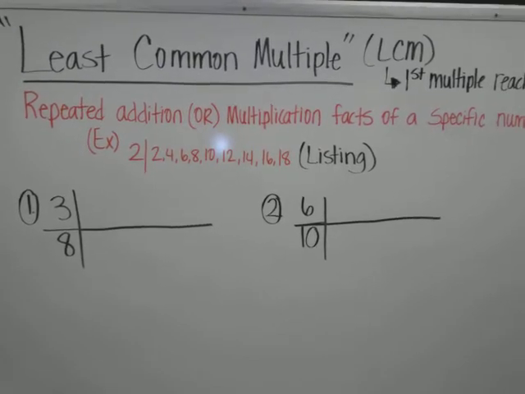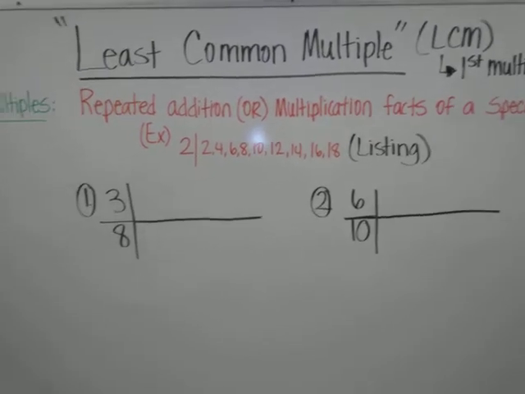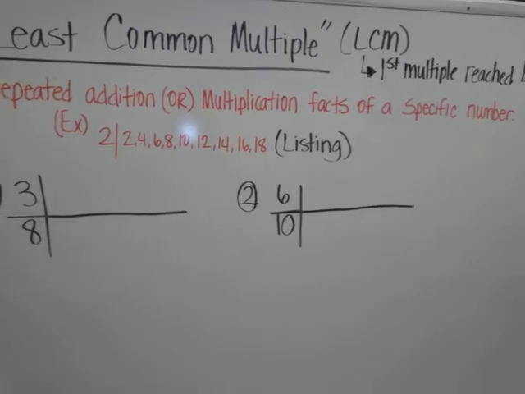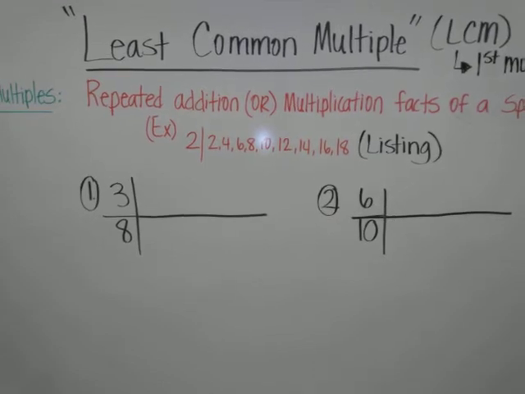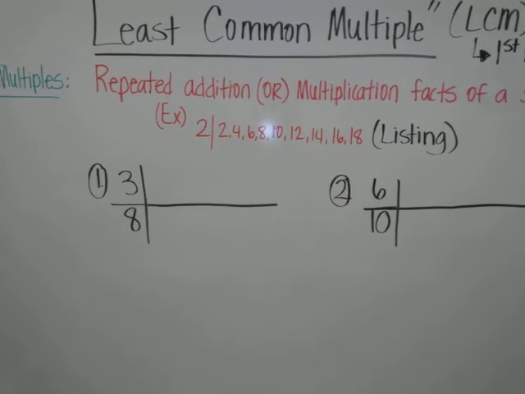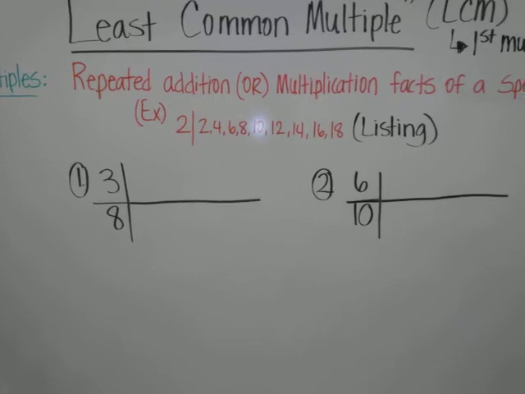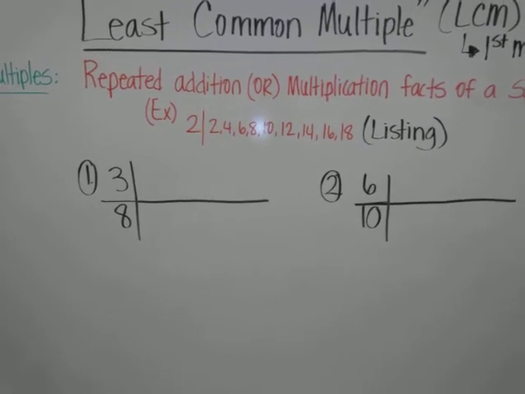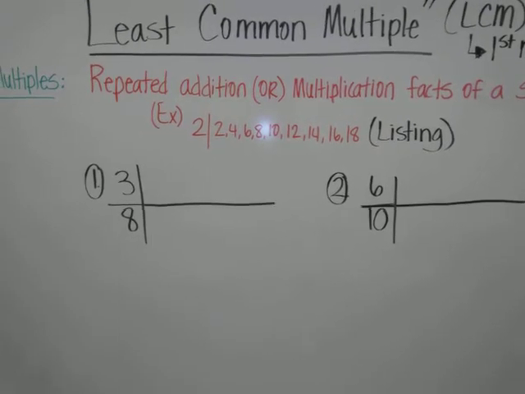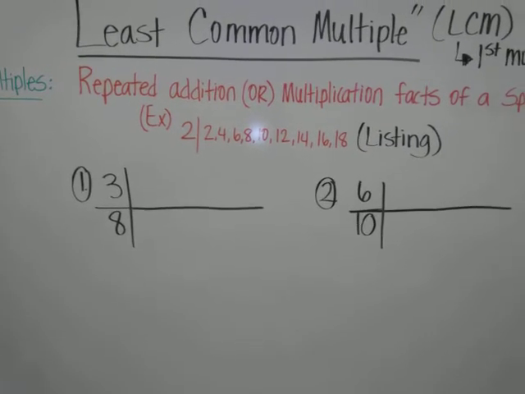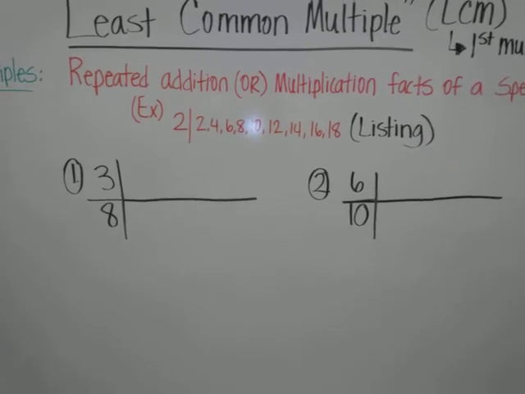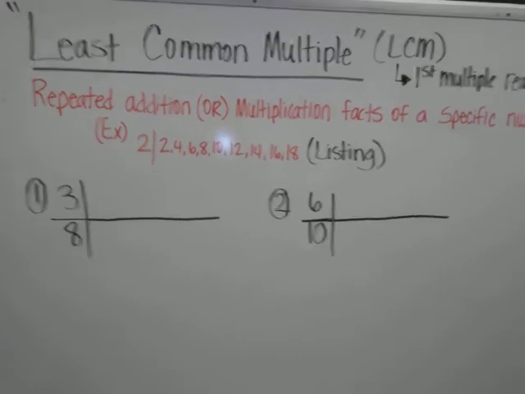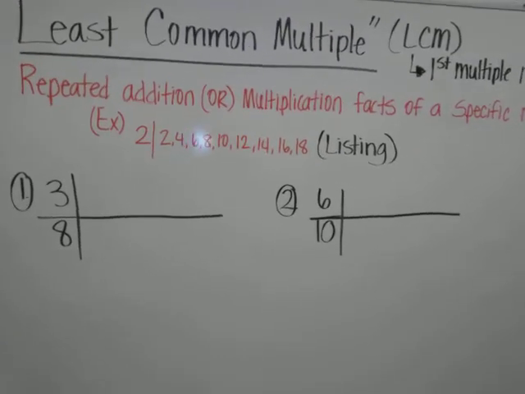So before we get into the least common multiple, let's discuss what a multiple is first. Multiples are repeated addition or multiplication facts of a specific number. An example of that is listed on the board, such as the number 2. So we have 2, 4, 6, 8, 10, 12, 14, 16, 18. That's all repeated addition of the fact 2. And it's also multiplication of 2, such as 2 times 2 is 4, 2 times 3 is 6, 2 times 4 is 8, and continuing that pattern on as we get to 18. And we're going to complete this process, finding the LCM, by using the listing method.